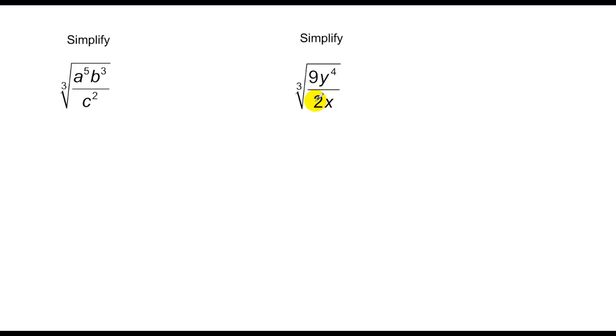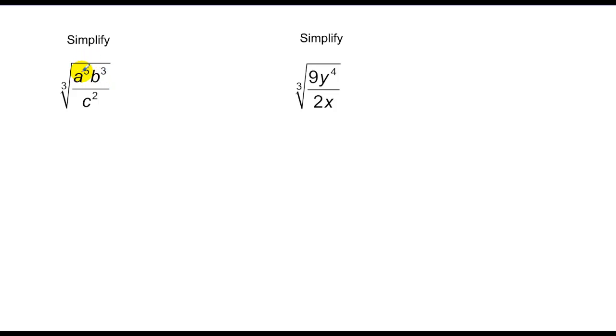Now let's talk rationalization. Can't have radicals in the denominator, and then we have to rationalize by a form of 1 to get rid of those. The thing we're going to have to concentrate on this time, though, is we need a perfect cube in order to get rid of the radical. So let's keep that in mind.